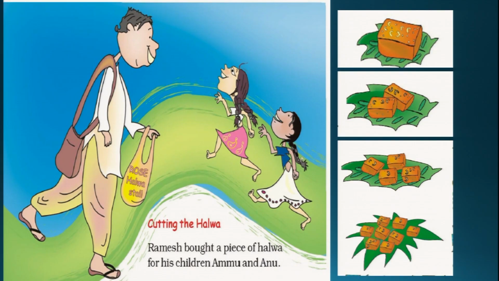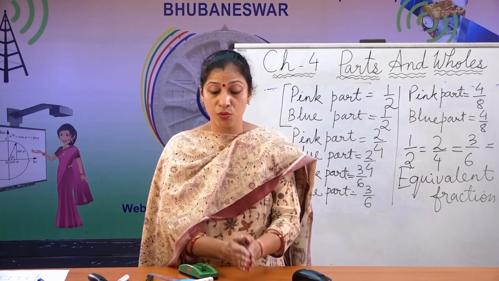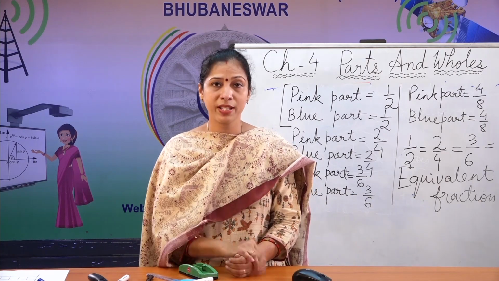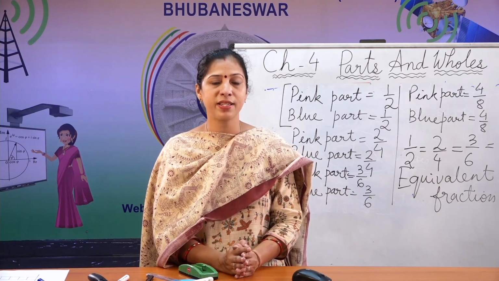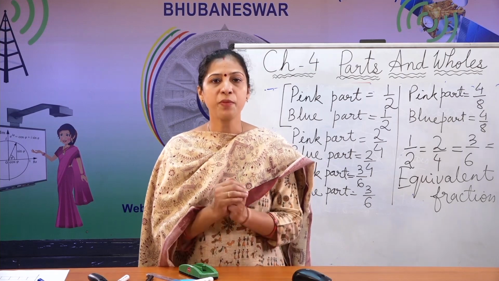So, for that, let's count first. This is the total number of pieces which Ramesh has divided. What are the total number of pieces? 1, 2, 3, 4, 5, 6, 7, 8. 8 pieces are there. So, if he divides 8 into 2 equal parts, how many pieces will each part be? Each part will be 4 pieces.